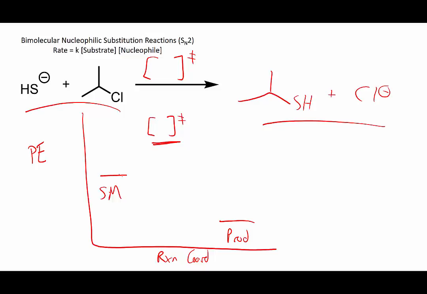So if we draw a curve, we go up in energy to the transition state. As the product is formed, it's more stable, we get energy back. The energy gap between the starting material and the transition state is our activation energy. Some reactions we need to heat up to get to proceed, others will react at room temperature.